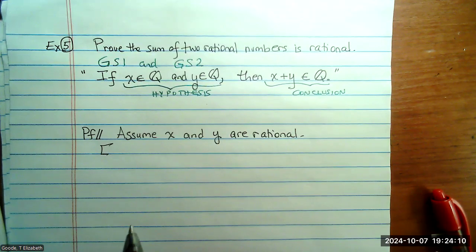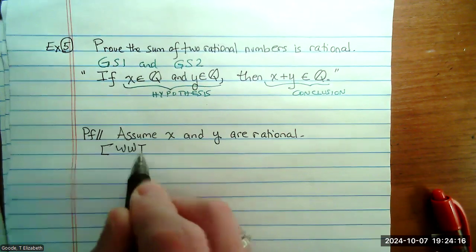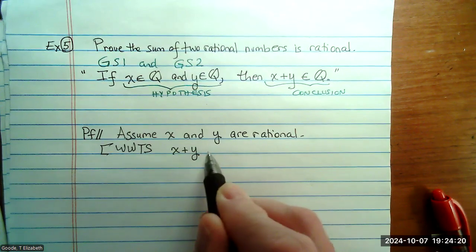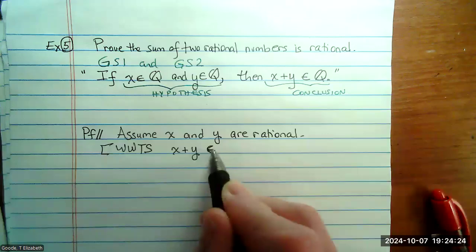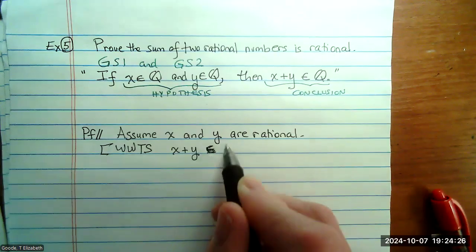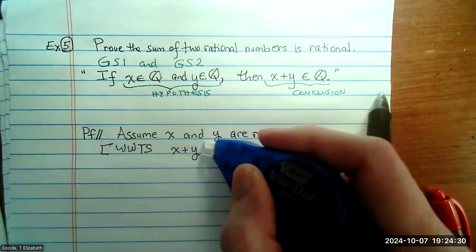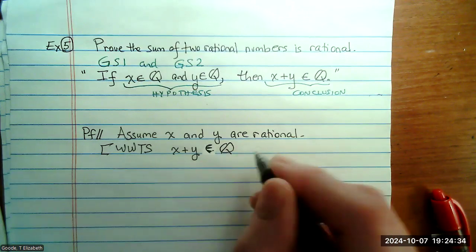What do we wish to show? I hope everybody can write what we wish. Go ahead and write your wish. You can write it two different ways. I'll just do the element of Q way. Yikes, my element of got distorted. There we go.